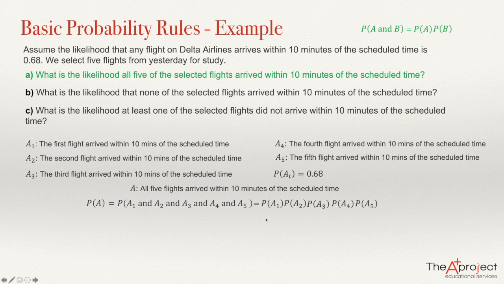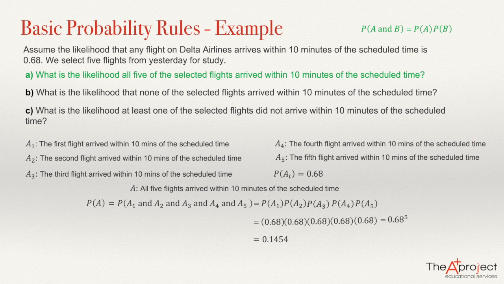And each of these probabilities is 0.68. So it will be just 0.68 times 0.68 times 0.68 times 0.68 times 0.68. You can just solve this, or write it this way: 0.68 to the power 5. That is equivalent. So if you do that, the answer is 0.1454, rounded to 4 decimals. This answers the first question.